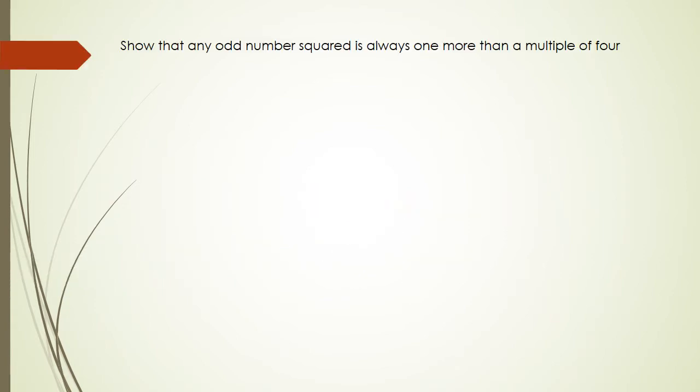So today's question is: show that any odd number squared is always one more than a multiple of 4. Okay, so how do we go about this question? If you've been watching my series of videos here, you know that an odd number can be written as 2n plus 1. So let the odd number equal 2n plus 1. What we're trying to say is that any odd number squared, so we have to square this odd number, is always one more than a multiple of 4.